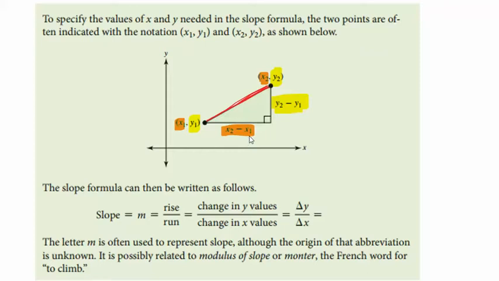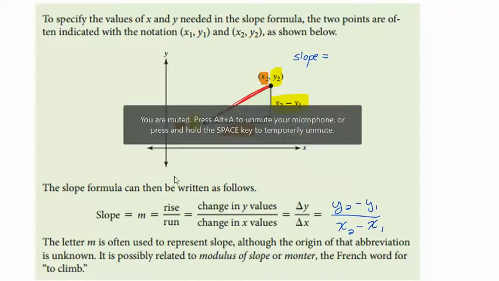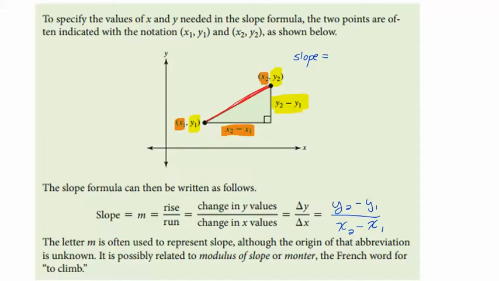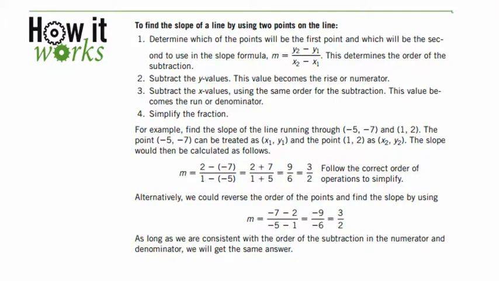And then the slope is going to be the change in y, which is y2 minus y1, over the change in x, which is the second x coordinate minus the first x coordinate. So this formula is super, super, super important. You need to memorize this formula, y2 minus y1 over x2 minus x1. And we're going to go through a couple examples. There's an example in your book here using a couple points, and you can look at that if you want.